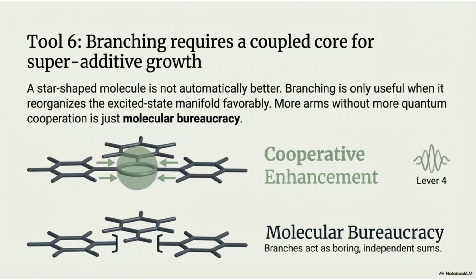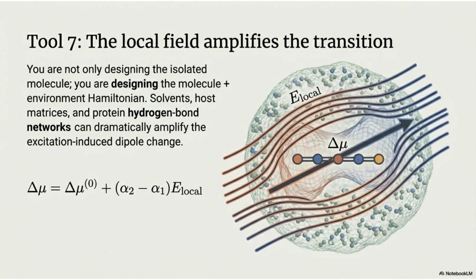Branching requires a coupled core for superadditive growth, leveraging lever 4. If branching simply acts as independent sums, you get molecular bureaucracy instead of cooperative enhancement. The local field amplifies the transition. You are designing the molecule and its environment. Solvents, host matrices, and hydrogen bond networks can dramatically amplify the excitation-induced dipole change.